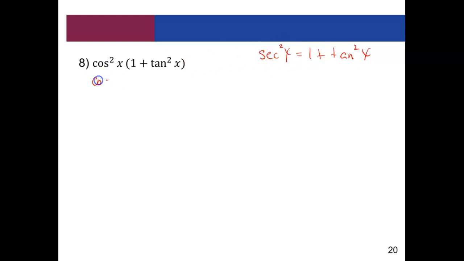So I'm going to have cosine squared times, in the place of this, I'm going to put secant squared. Okay, now I'm going to take this to cosine. So I'm going to have cosine squared times 1 over cosine squared, because that's what secant squared is, 1 over cosine squared. So my cosines are going to cancel, and I'm actually going to just have 1 as my answer.